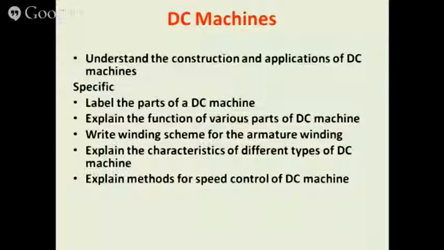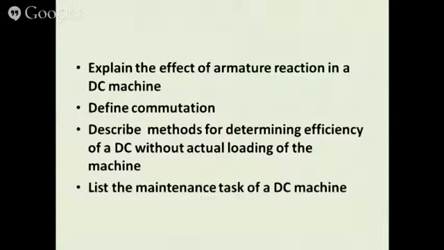Explain methods for speed control of DC machine. Again, this objective is at the understanding level. Now here you can see further it goes to explain the effect of armature reaction in a DC machine. So again, understanding. Define commutation at the remembering level. Describe methods for determining efficiency of a DC machine without actual loading of the machine is again understanding. Then list the maintenance tasks of a DC machine is at the remembering level.